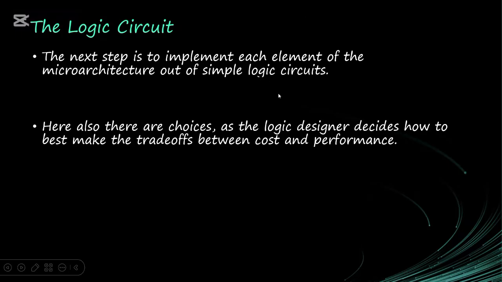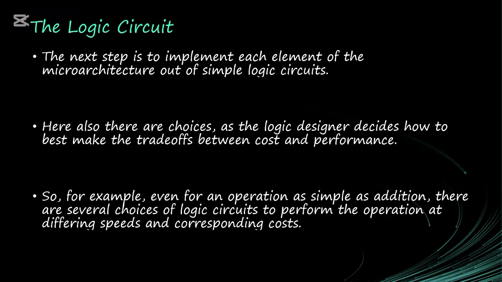So the logic circuits are the main components of the computer. These are the hardware that actually perform those operations. The designer can choose to make some trade-off, whether it's going to be expensive or not expensive, faster or not faster, or consume more energy. For example, even for an operation as simple as addition, there are several choices of logic circuits to perform the operation at different speeds and corresponding cost.